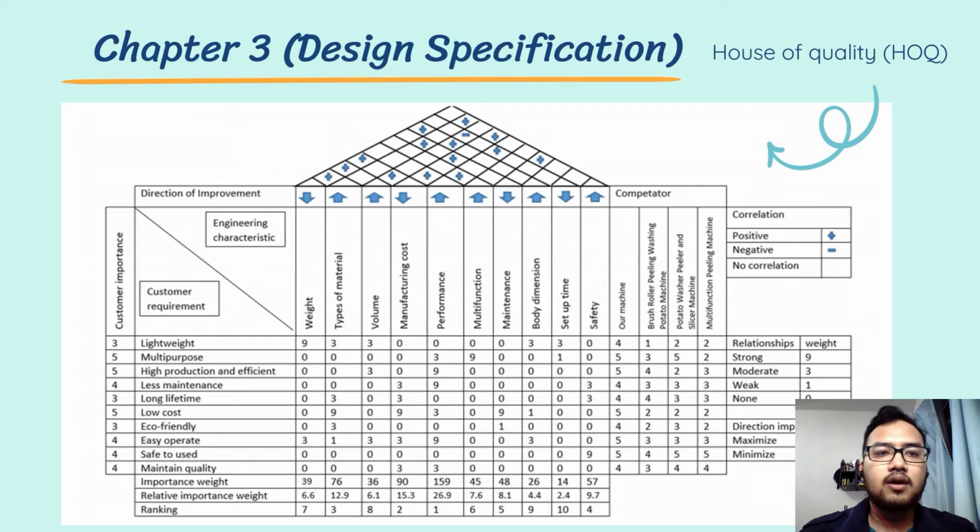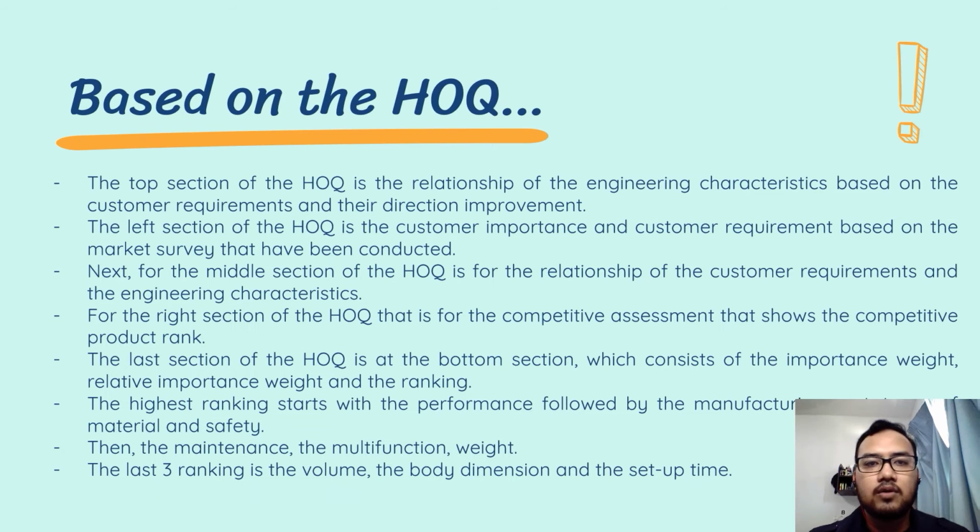Hello again. Now we discuss chapter 3, the design specification. In chapter 3, we have the house of quality, that is HOQ. The house of quality contains 5 sections with different functions. The first section is the top section, for the relationship between the engineering characteristics based on the customer requirements and the direction of improvement. The left section is for the customer importance and customer requirements based on the market survey.